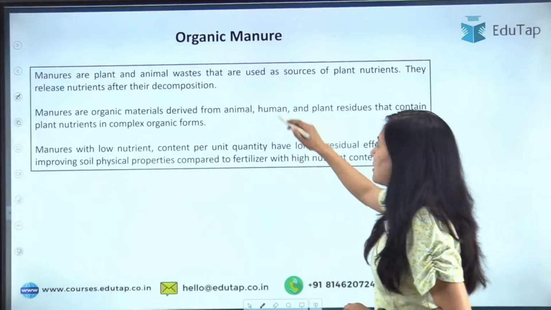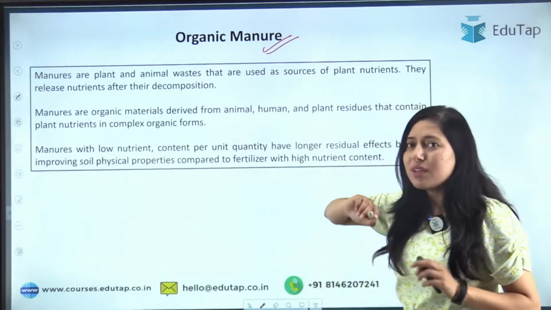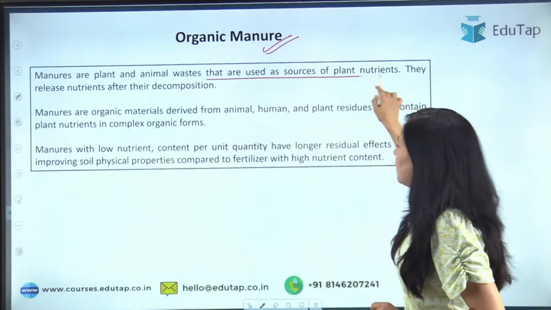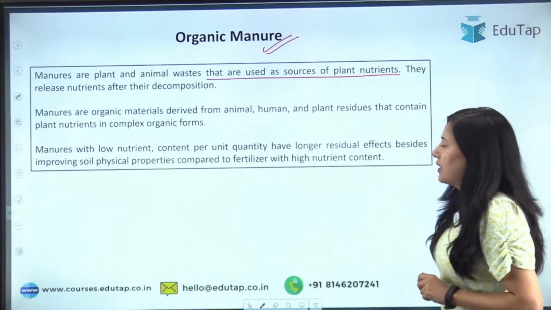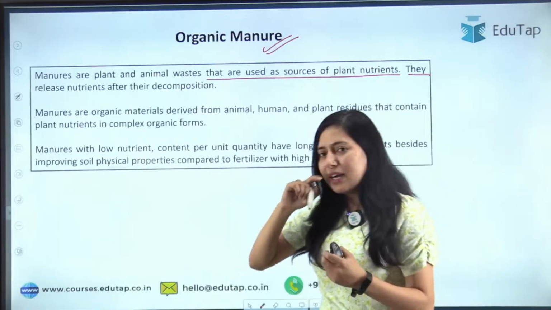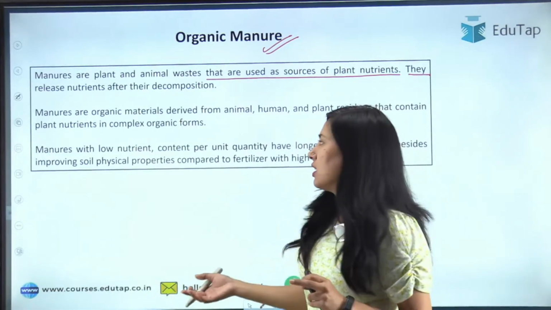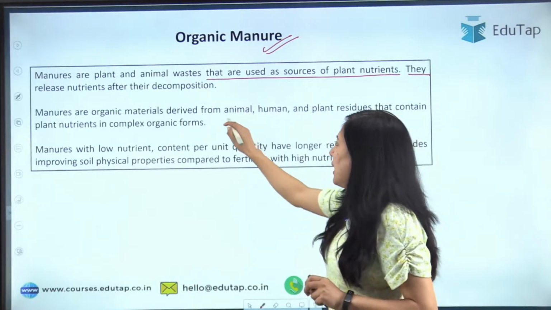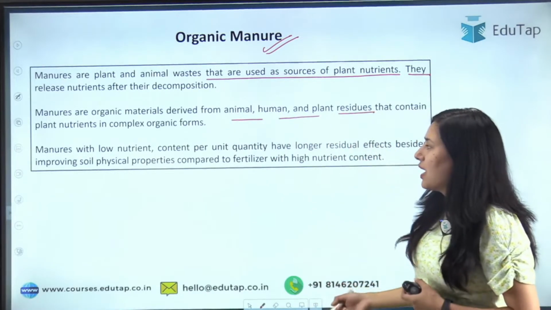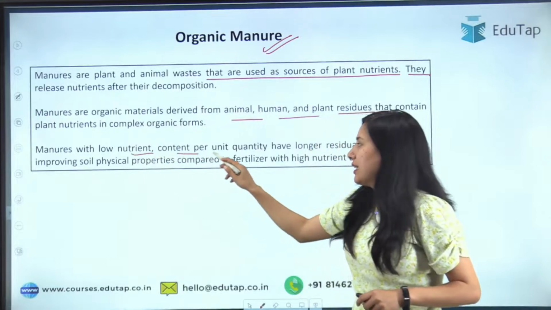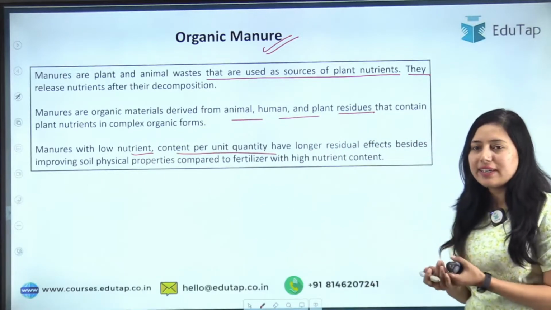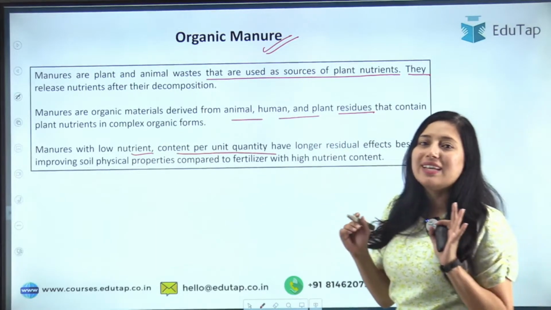Next we have to discuss organic manure. Manures are plant and animal waste that are used as a source of plant nutrients. These are plant or organic waste that are directly used as a source of nutrients, derived from animal, human, and plant residues. They have low nutrient content per quantity, but they do not have any residual effect.